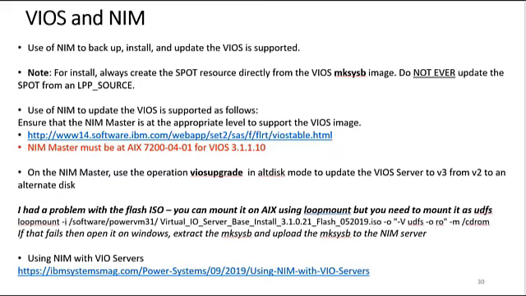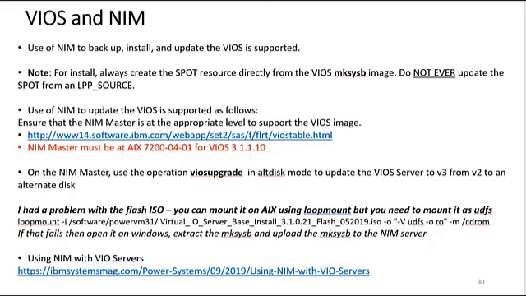I've mentioned a couple of times using the VIO servers with NIM. You can use NIM to backup, install and update your VIO servers. For installs with NIM, you need to create the SPOT resource from the mksysb that comes on the ISO. You cannot ever create a SPOT for a VIO server from an LPP source. That's basically an AIX install, and that's not what your VIO server is. You need to make sure that your NIM master's at the right level, and for 3.1.1.25 it's actually 7.2.4.2.